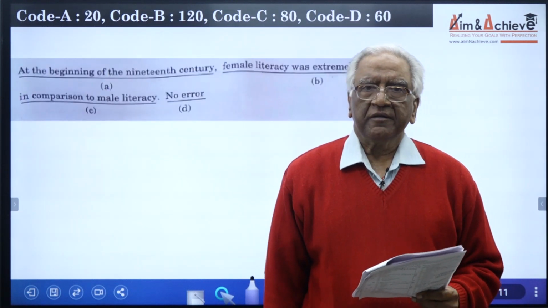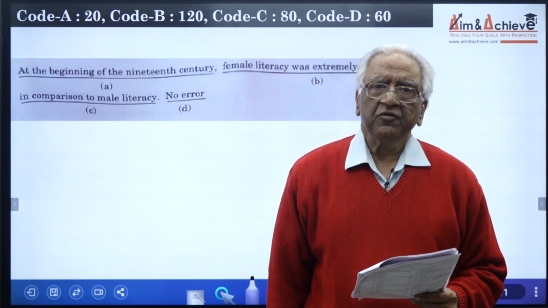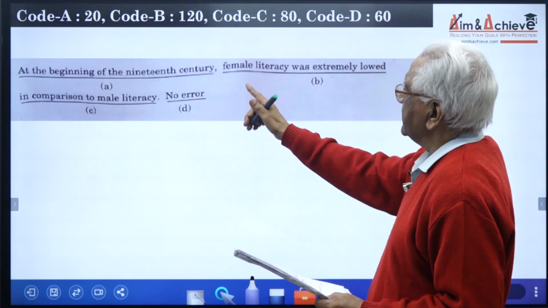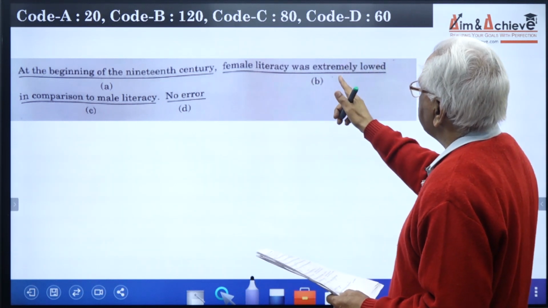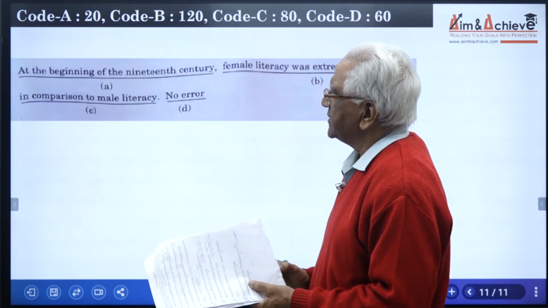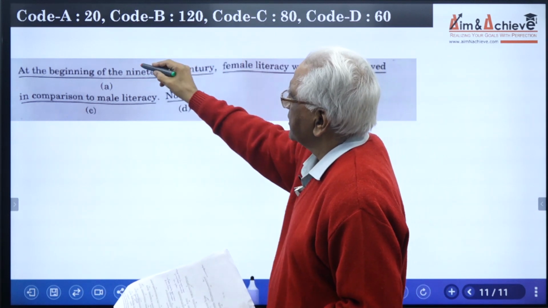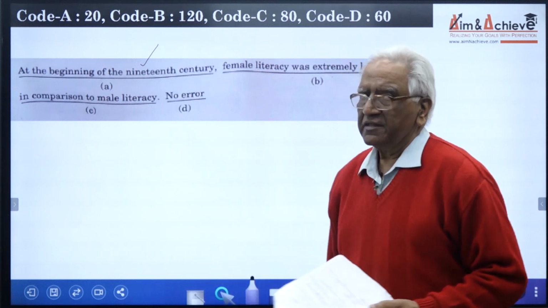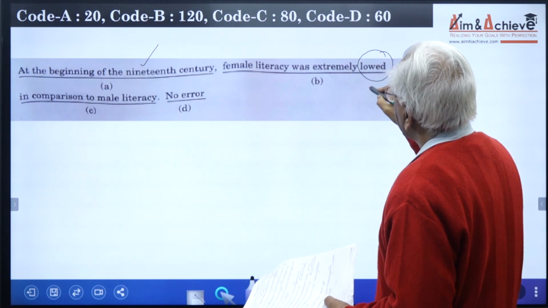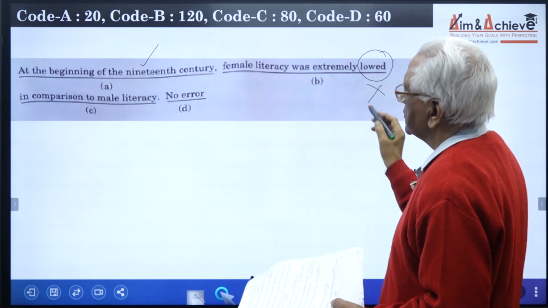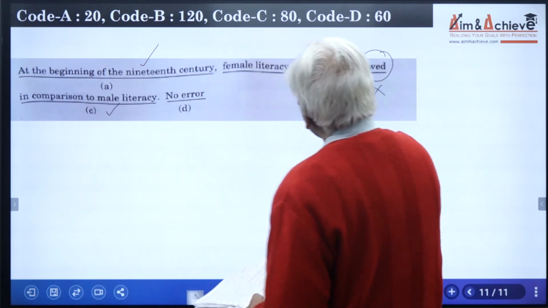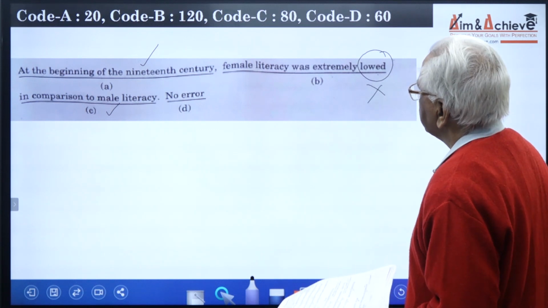Now I will talk about the last question in the section related to spotting errors. I will now read out the sentence. At the beginning of the 19th century, female literacy was extremely low in comparison to the male literacy. If you see the sentence, at the beginning of the 19th century, there is nothing wrong. He is talking of the start of the 19th century. Female literacy was extremely low. This word low is wrong. It is very clear. And he is talking of in comparison to male literacy. That means this part is also right. So obviously the focus shifts to part B.